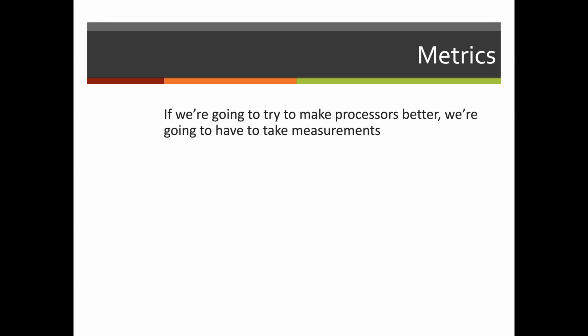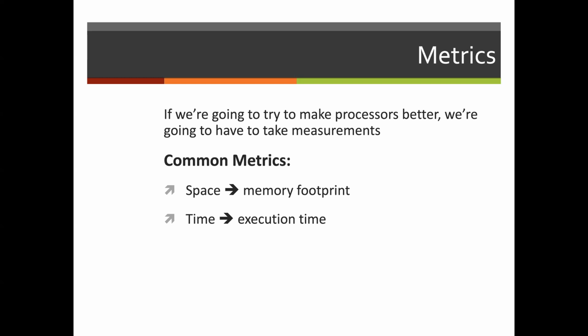And so some common metrics that come into play when we're trying to evaluate processor performance include making sure that we have an understanding of the space complexity, and this relates to the memory footprint that an application or instruction set encompasses. We also need to be sure that we're aware of the time complexity, and this relates to the execution time of the application or instruction set or data path that we're analyzing.